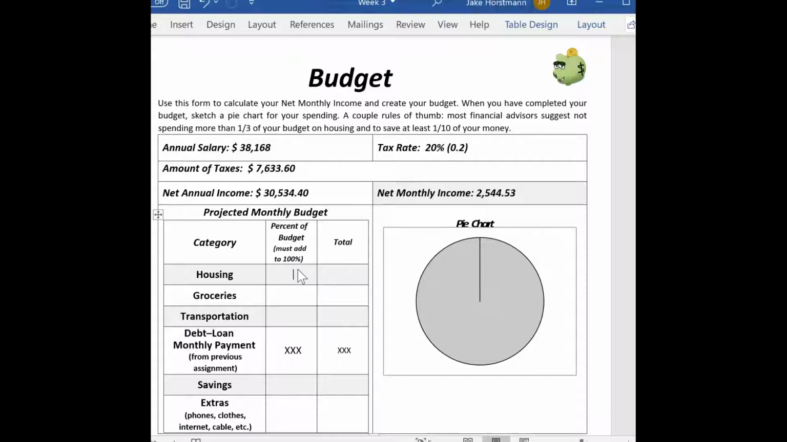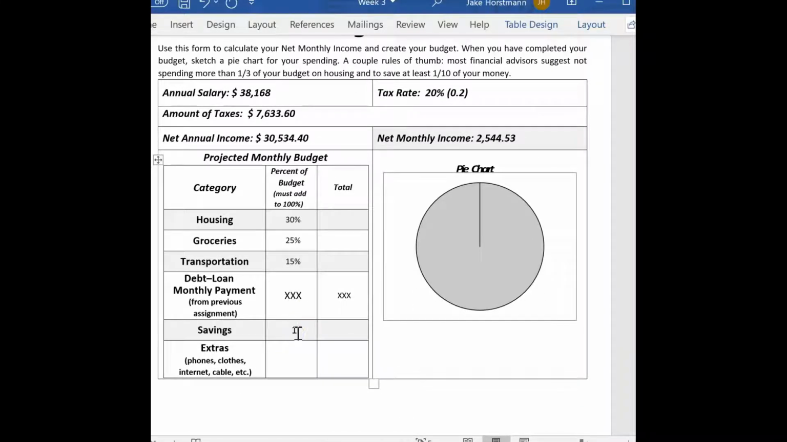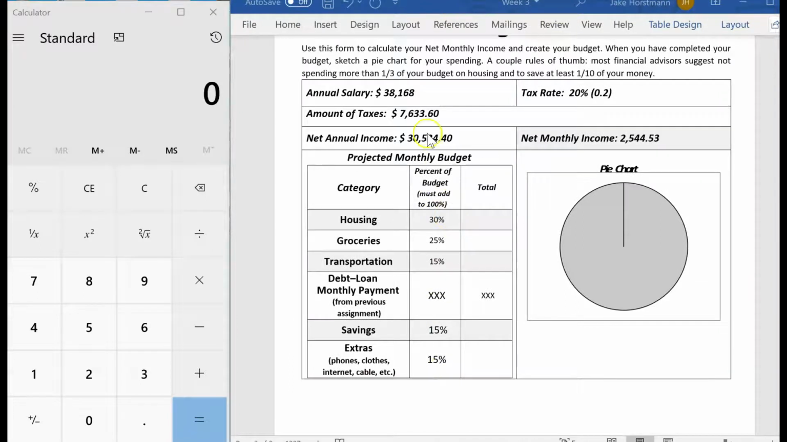Okay, since I am not going to want to spend more than 1/3 of my budget, I'm going to spend a little bit under, so I'm going to put 30% a month is going to go into housing. I have a big family, so I'm going to pick 25%. Transportation, I'm going to do 15%. And then savings, 15. Extras, 15%. Now, your numbers could look completely different than this. This is just my numbers. When you look at week 2, there's a lot of 30% for housing, so I think that's kind of a good area to be. They're kind of clean, even numbers, too.